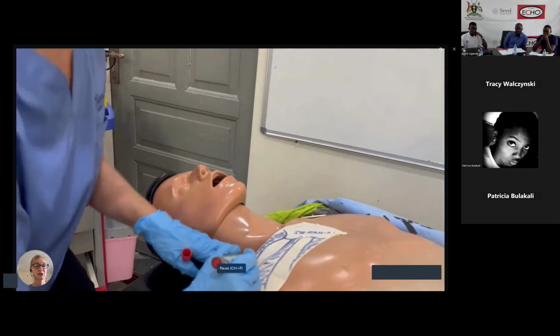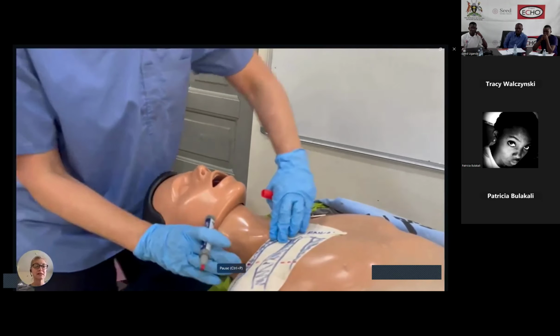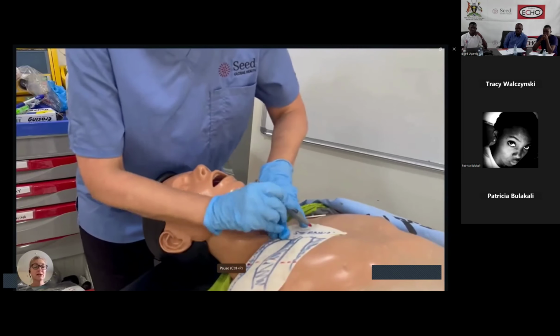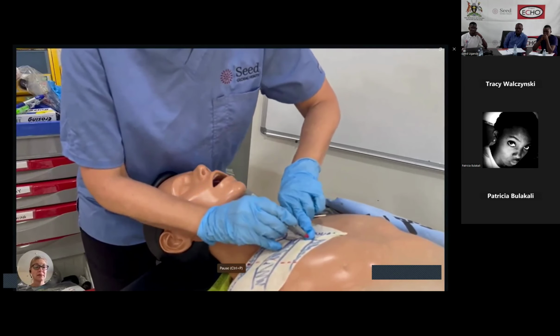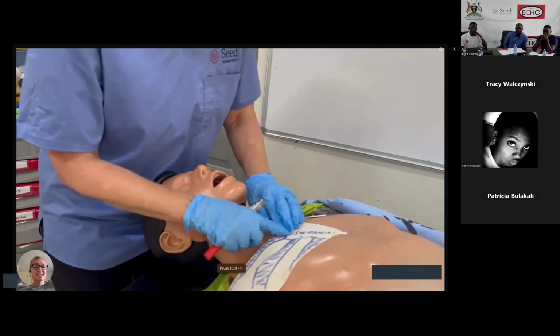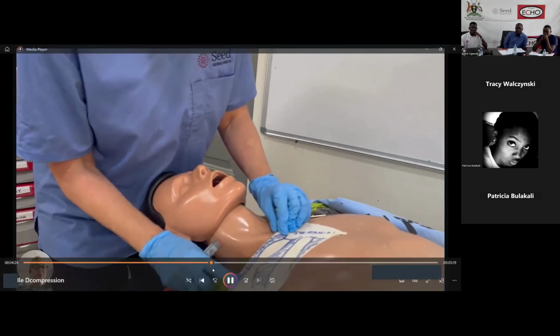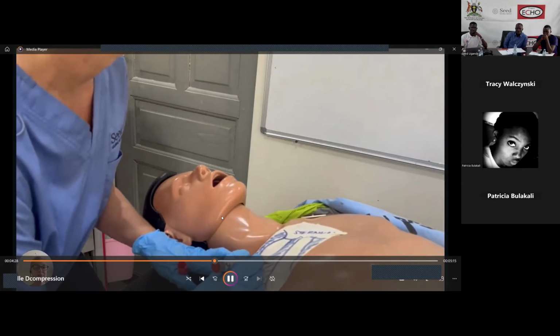Again, I'm just going to show you in more detail. So you're actually going to palpate out the clavicle heads. You're going to find the midline and you're going to work out where that midline is as you move down from the first to the second intercostal space. And then you're going to use that as your target.